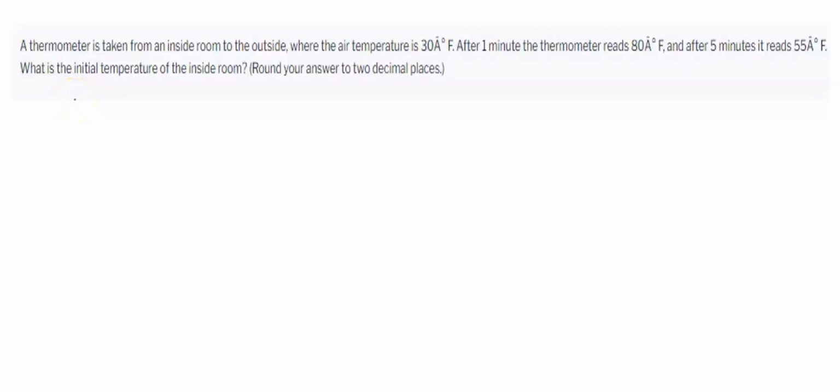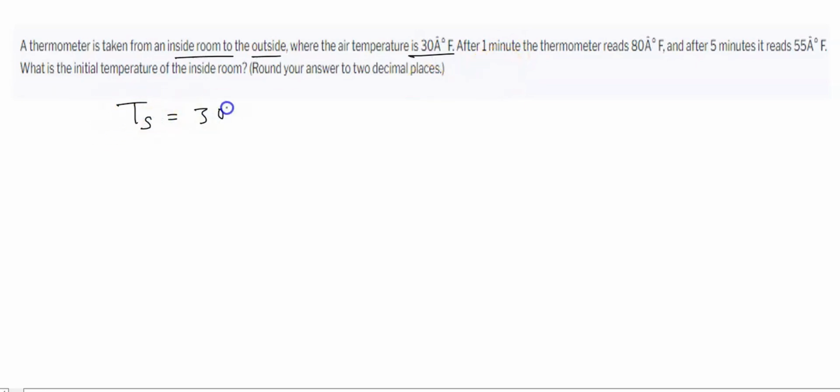In this problem, we are given that a thermometer is taken from an inside room to outside where the air temperature is 30°F. So we can say the temperature of the surroundings is equal to 30°F. After 1 minute the thermometer reads 80°F, and after 5 minutes it reads 55°F. So we have to find the initial temperature inside the room.